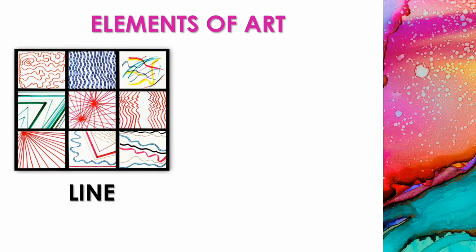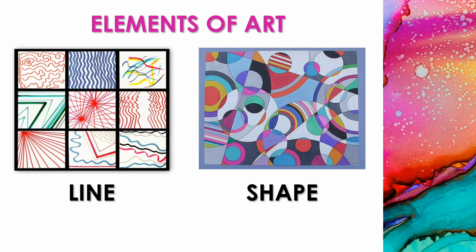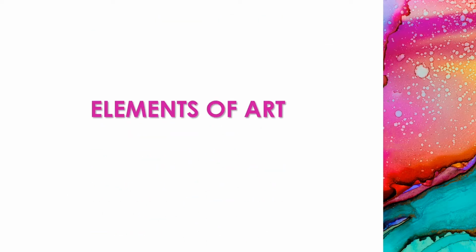Line is a mark made by a pointed tool such as brush, pen, or a stick. It is a moving point. It can be horizontal, vertical, diagonal, straight, curved, thick, or thin. Next one is shape. Shape is an enclosed area that has 2 dimensions, length and width. It is the area between and around the object.